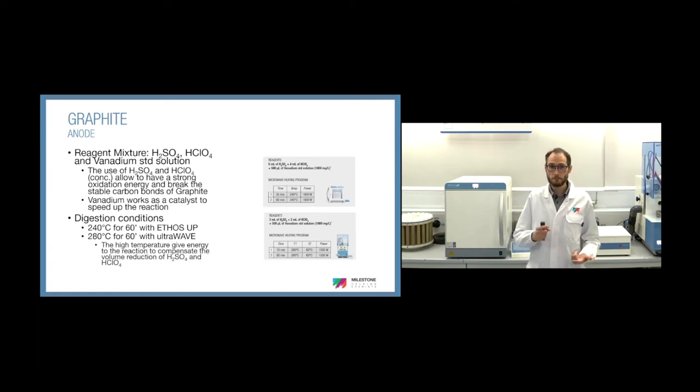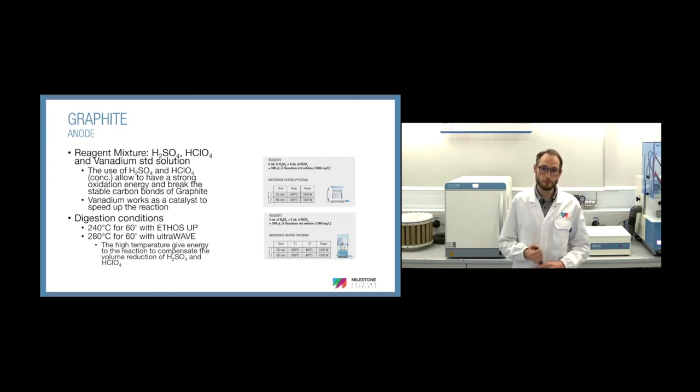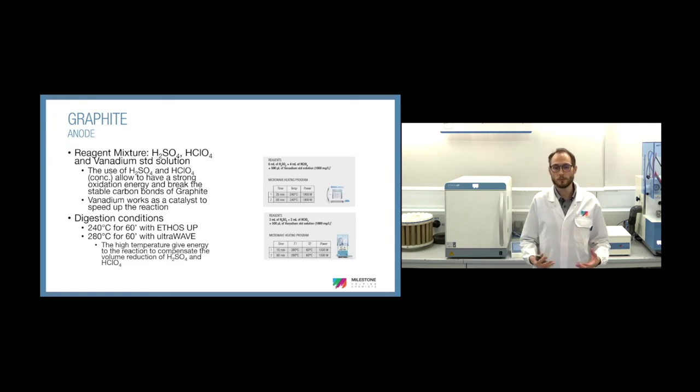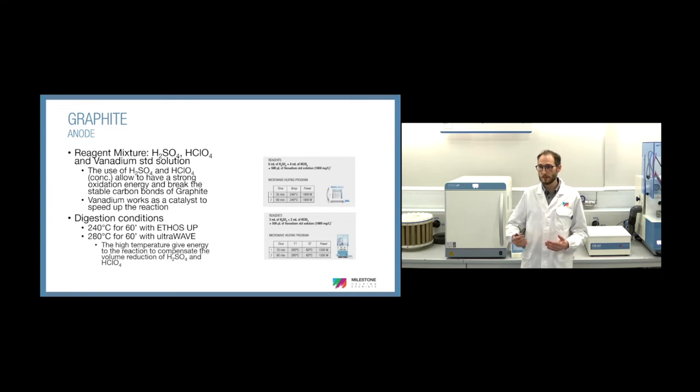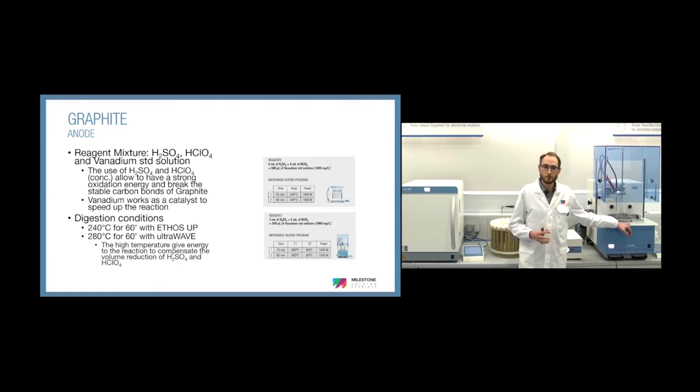So we use sulfuric acid, perchloric acid, and vanadium standard solution. We use sulfuric and perchloric acid just to have a very strong oxidation energy and to break the carbon bond. And we add 500 microliters of vanadium standard solution because this further increases the oxidation energy, and basically it works like a catalyst. So instead of taking several hours to complete the digestion with sulfuric and perchloric acid, with the injection of vanadium we were able to reduce this time to 1 hour. So at the end, with just a 1 hour program, you can digest a graphite sample. And again, the temperature for the SRC technology is much higher. So thanks to this technology, we were able to reduce the volume of sulfuric and perchloric acid.